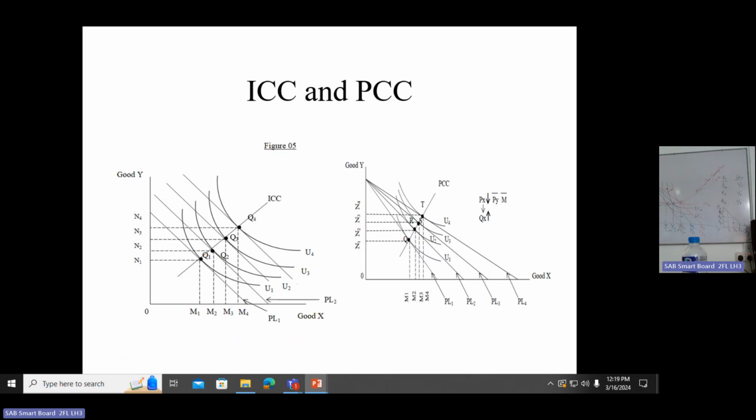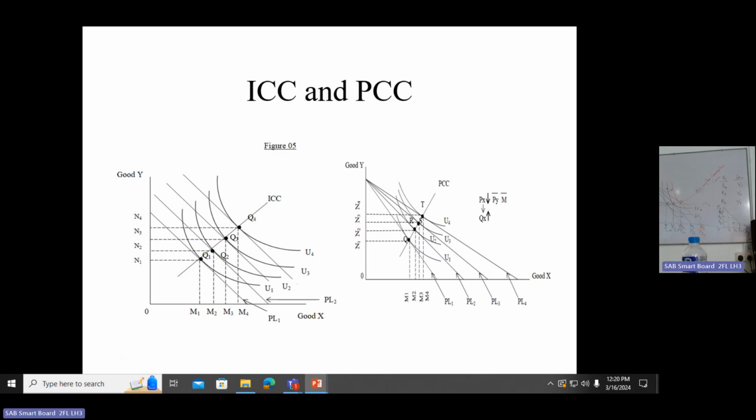So now I have just sketched this ICC and the PCC, right? So say something about what this ICC means: the income consumption curve. Now we identified the budget line change with income, right? One thing: if the income changes, the entire budget line shifts to the right or left. With rising income, the entire budget line shifts to the right.